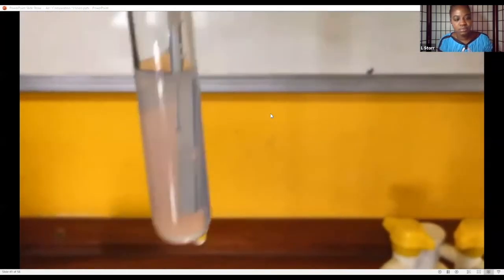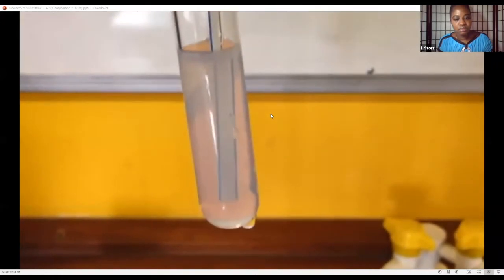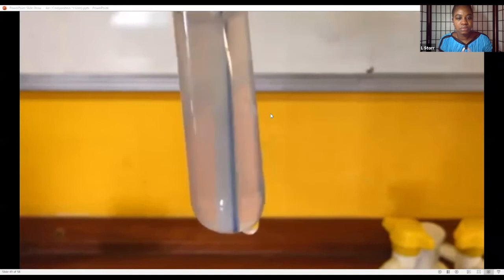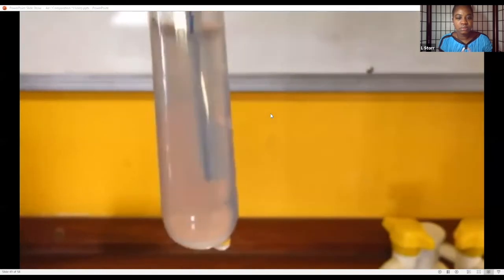And hopefully you can see that the lime water is starting to go cloudy. This is because the lime water is calcium hydroxide. As we add the carbon dioxide into it, it turns into calcium carbonate, which is the cloudy precipitate that you can see.